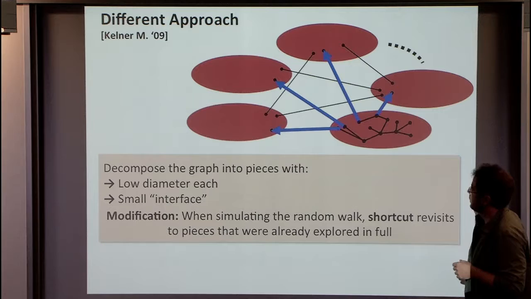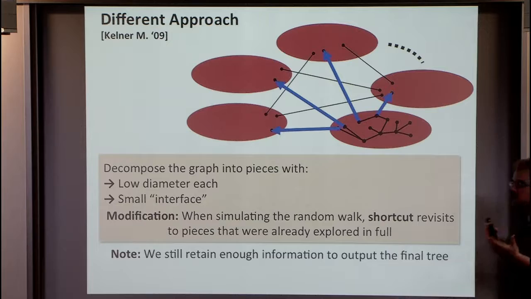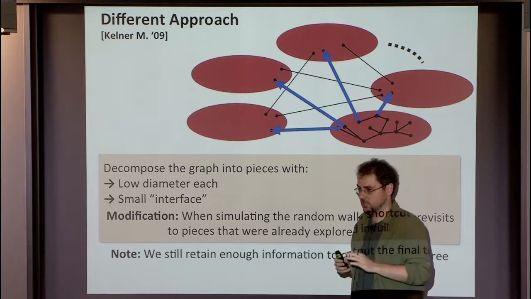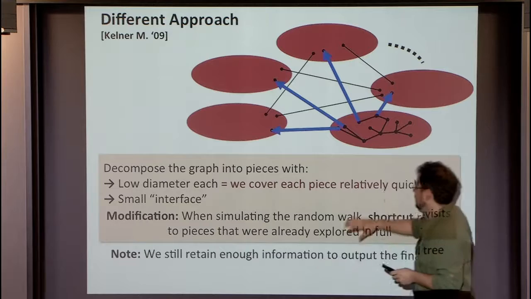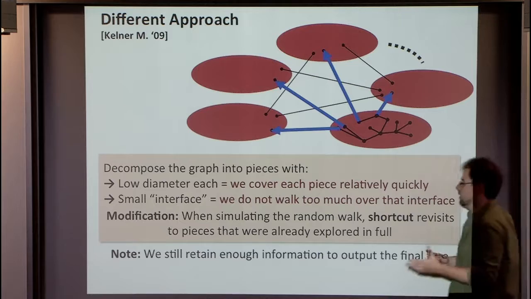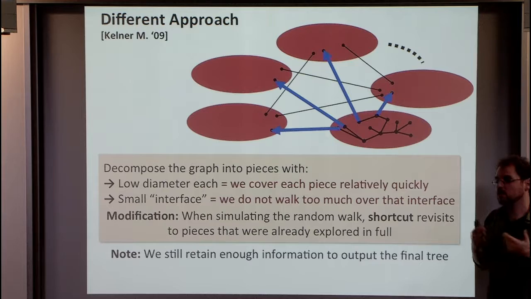And notice that by shortcutting the random walk, we are not losing any information that we really need, because we still retain all the first visit edges. We are just cutting out some wasteful trajectories that do not make us learn anything about the random spanning tree. Since each of these pieces has low diameter, it's covered relatively quickly. And since we have a small interface, the number of steps between different pieces is also not too big. Okay. So this is the basic idea, but of course there is a missing element.